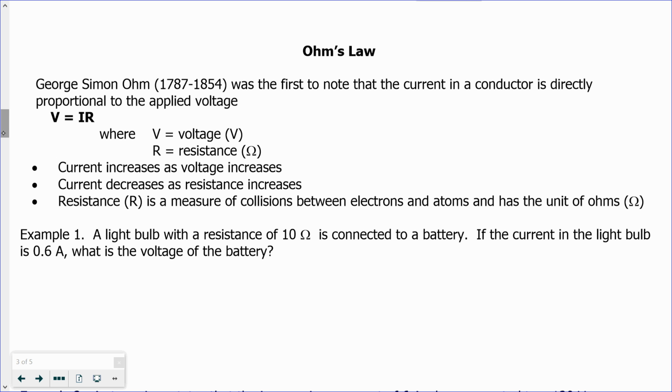So George Simon Ohm, in the mid 1800s, was the first to note that the current in a conductor is directly proportional to the applied voltage. So again, thinking about those terms, current is looking at the rate of flow of charged particles past a point, and voltage is equal to your electrical potential energy divided by the magnitude of the charge. So he proposed this formula.